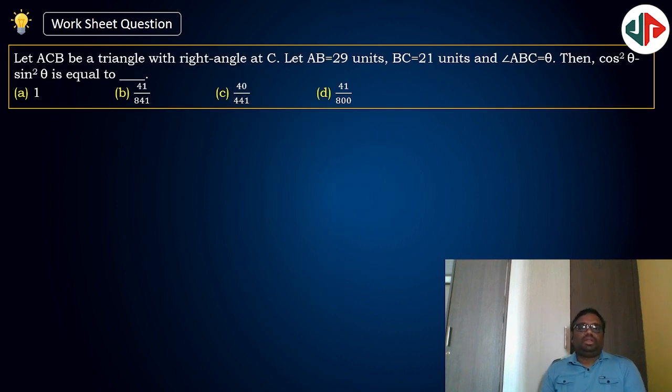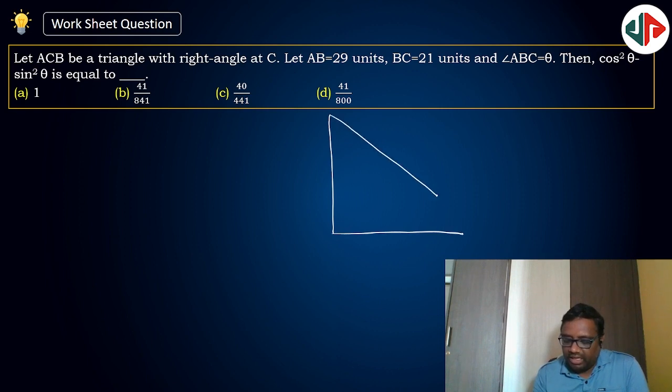Let ABC be a triangle with right angle at C. If AB is equal to 29 units, BC is equal to 21 units, and angle ABC is equal to theta, then cos square theta minus sin square theta is equal to. So here one right angle triangle is given, right angle at C. So this is A, this is B. AB is given 29 units and BC is given 21. Then automatically AC length is 20 units by using the Pythagorean theorem.